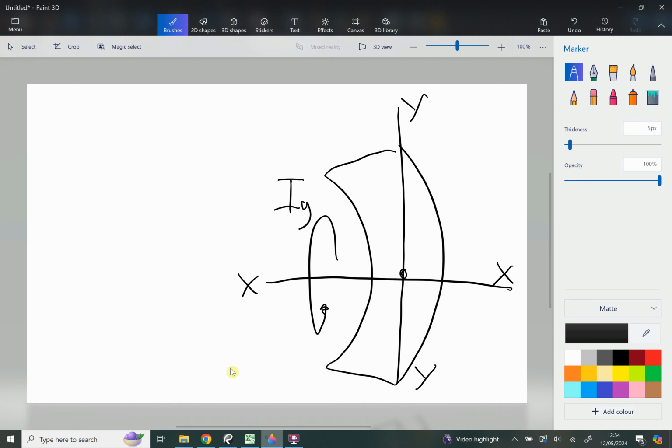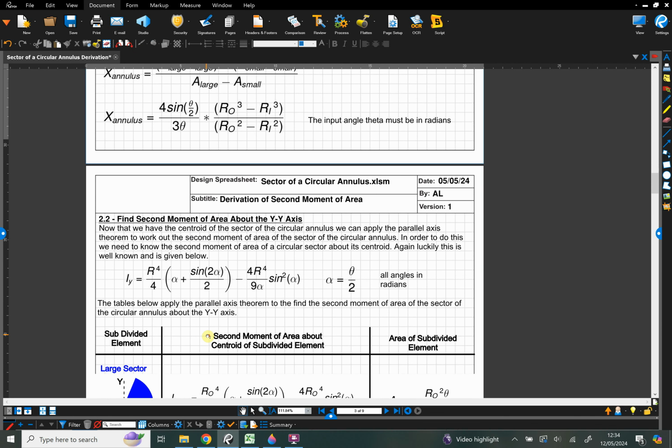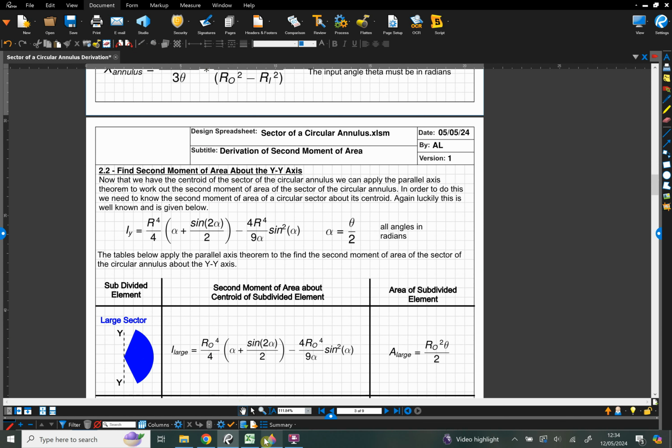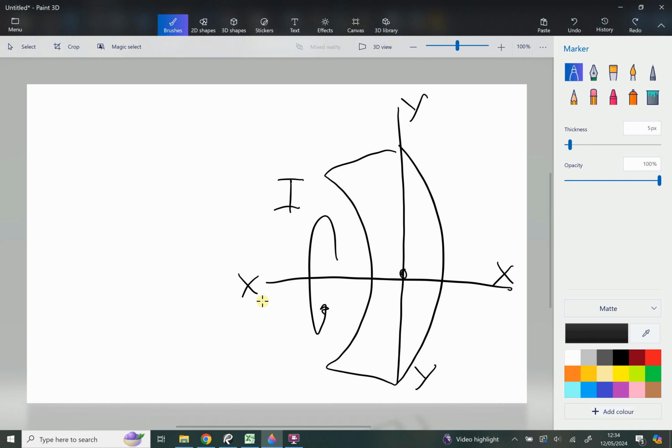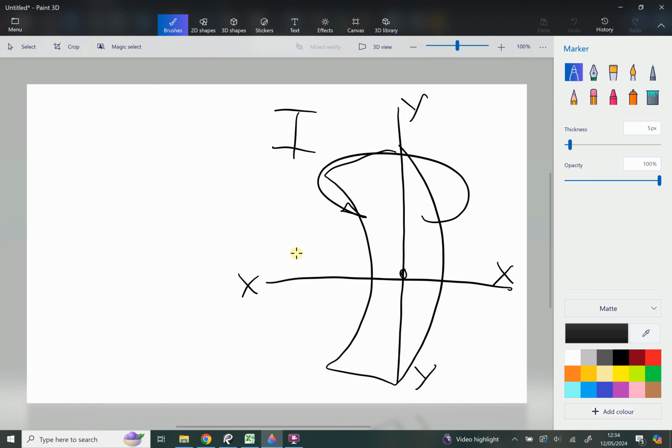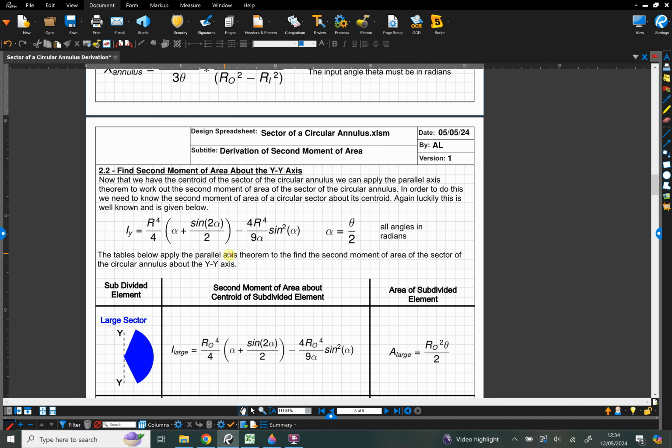Sorry, it is the other axis, I think. Yeah, sorry, I had the right Cartesian. Iy is about the y axis. Apologies. We're working out this one first, and we'll work out the other one second. So it's the second moment of area around the y axis that we're going to work out first. Okay, so how do we do that?